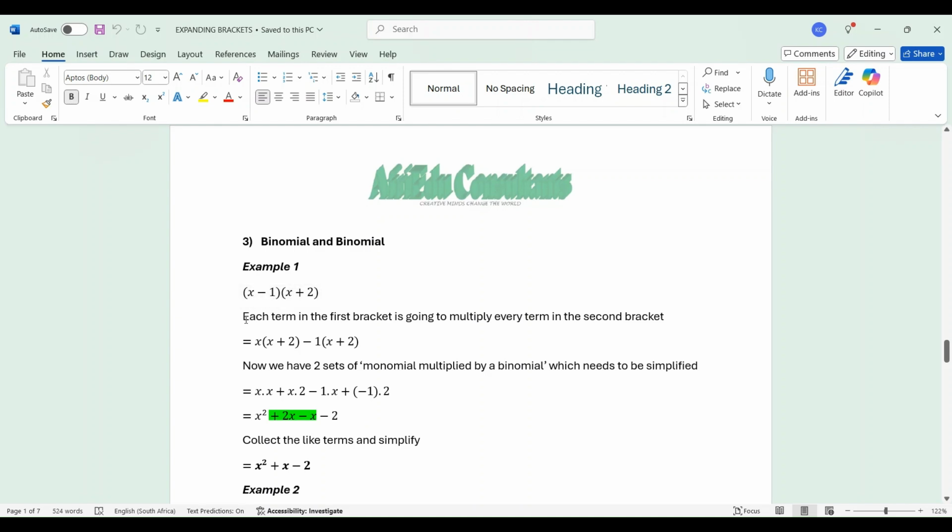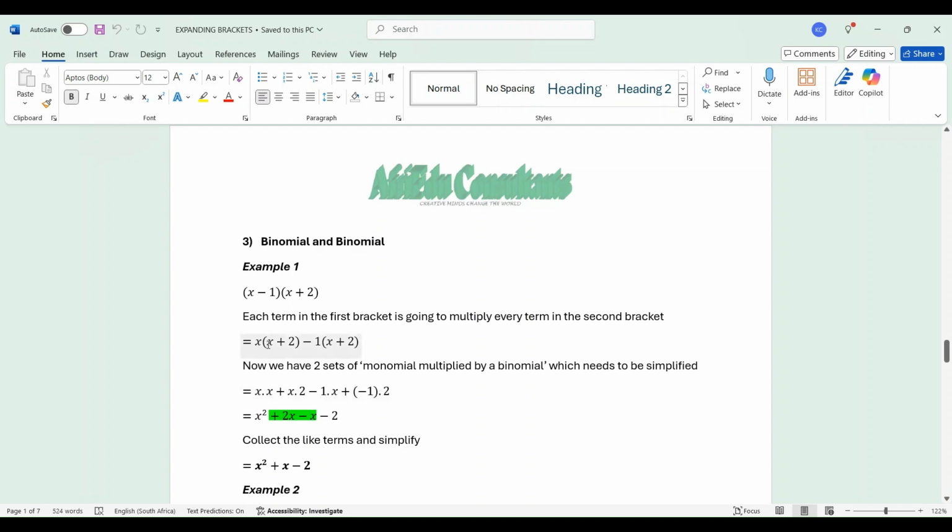You have to understand that each term in the first bracket is going to multiply every term in the second bracket. So by so doing, it means this x is going to multiply the second bracket, which is x plus 2. Then the negative 1, which is in the first bracket, is going again to multiply the second bracket, which is x plus 2. Now we have two sets of monomial multiplied by a binomial, which needs to be simplified.